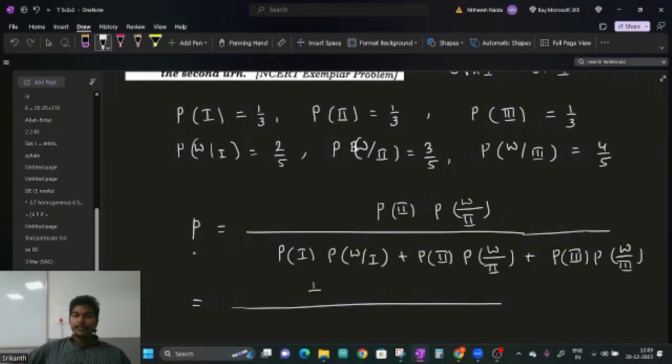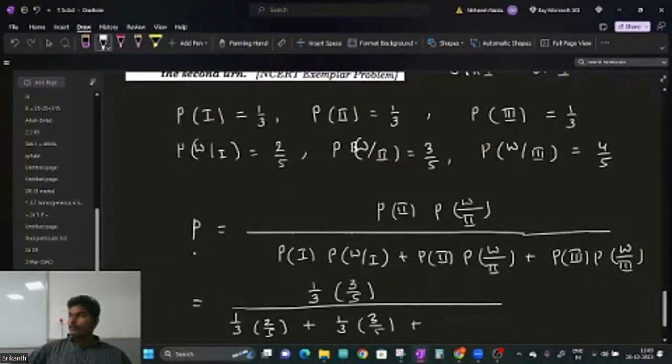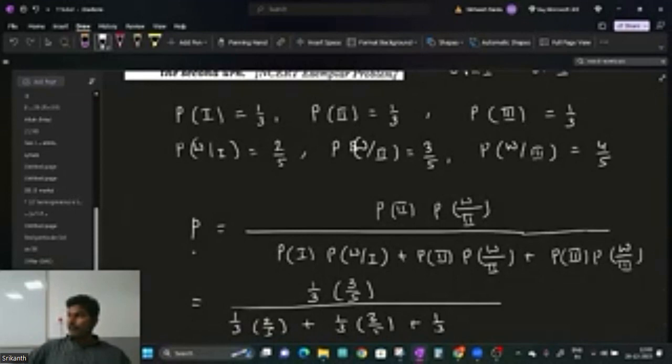Okay, so the chance of selecting the second arm is 1 by 3. Getting a white ball from the second arm is 3 by 5. So 1 by 3 into 3 by 5 in the numerator. 1 by 3 into 2 by 5 from the first arm. 1 by 3 for second arm selection and drawing a white ball from the second arm is 3 by 5. 1 by 3 for selecting the third arm and drawing a white ball from the third arm, 4 out of 5. Overall, you can cancel 1 by 3, and 5 also gets cancelled from the denominator.